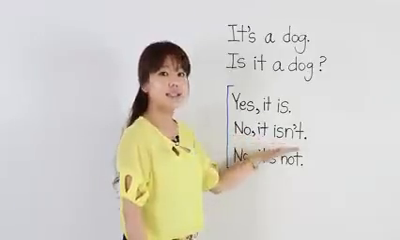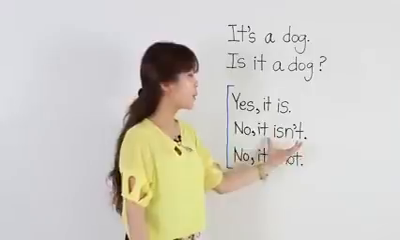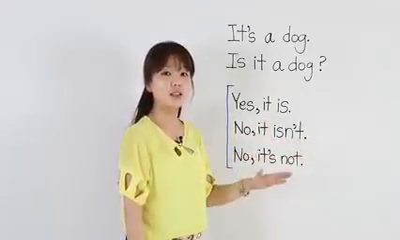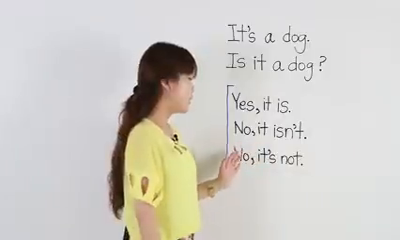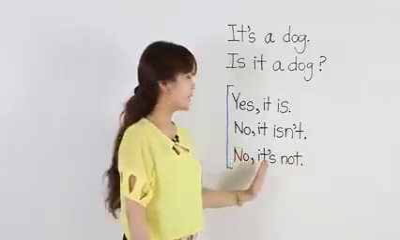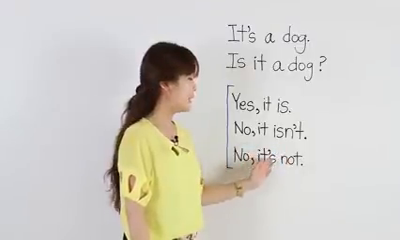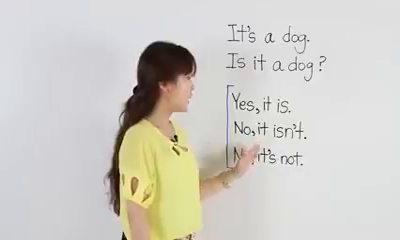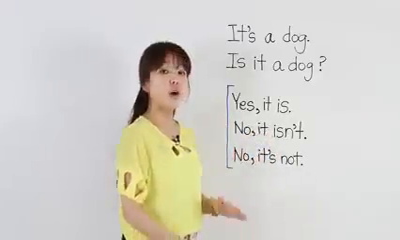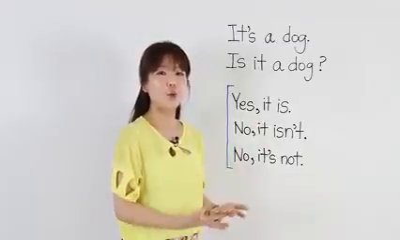No, it isn't. Remember, isn't is a contraction for is not. We can also say no, it's not. It's is a contraction for it is. So again, remember we have these two answers for no, but they're both common and they're both okay to use when you say no.